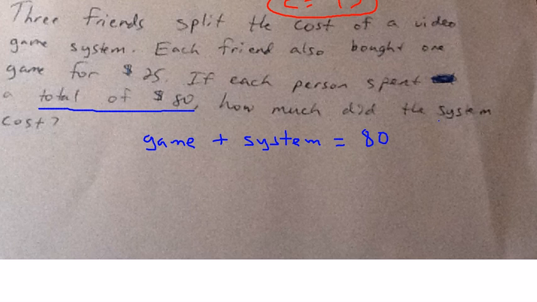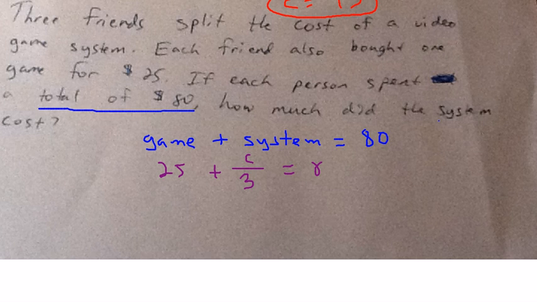So the problem tells us that the game cost $25. Now we don't know how much each person paid for the system, but it says that they split the cost of the system. We're assuming they split it equally. So whatever the cost of the system is, we can call that C. C divided by 3 would represent the amount that each friend spent on the system. So 25 plus C divided by 3 equals 80.